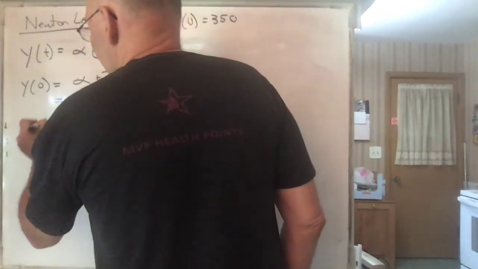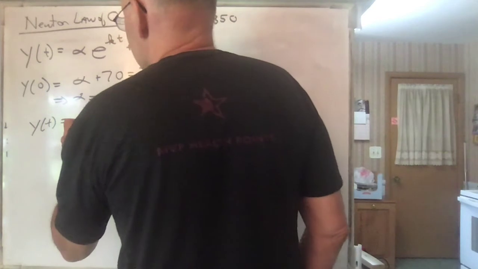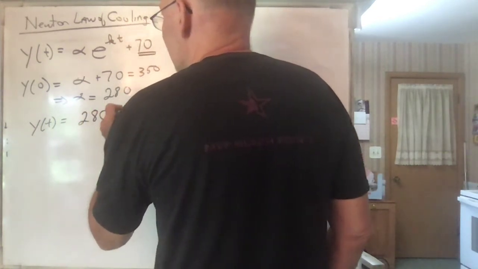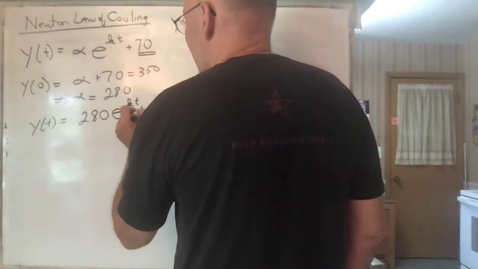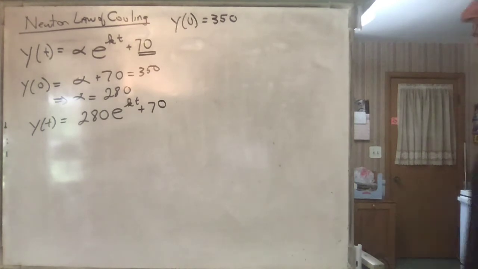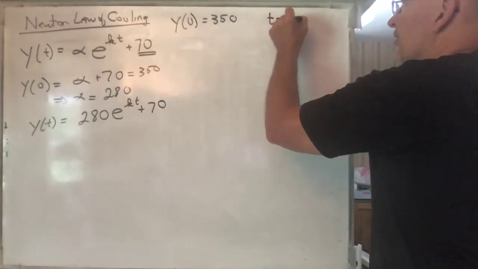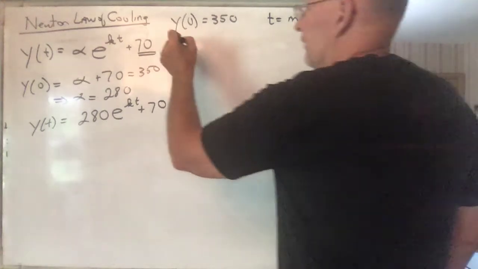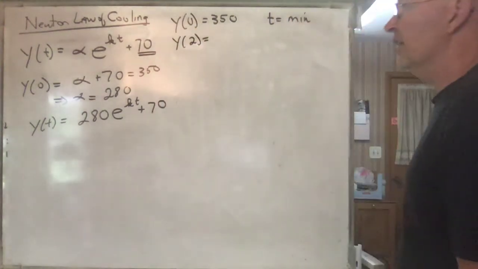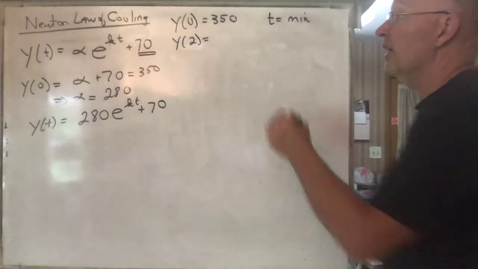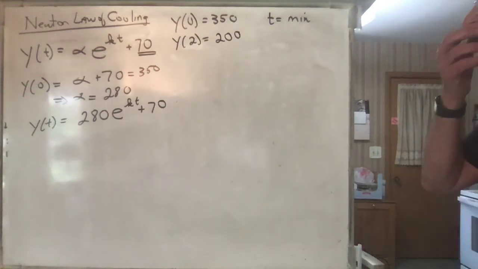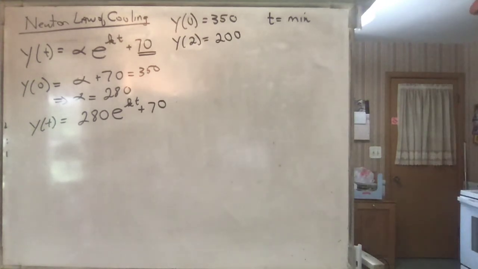So I know that y of t is equal to 280e^(kt) plus 70. Okay? And let's let t be in minutes in this case. And let's say that after just 2 minutes, it's been sitting there on the counter and it's down to, say, 200 degrees. Okay? Let's say it's 200 degrees after 2 minutes.